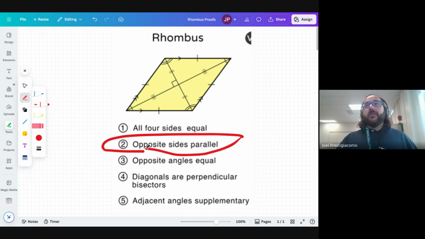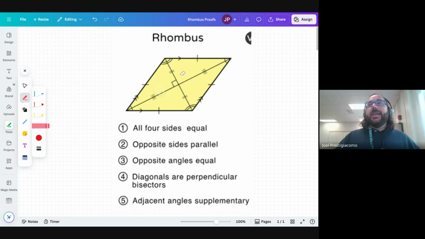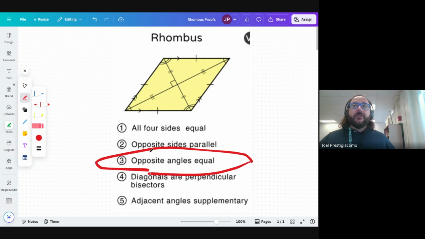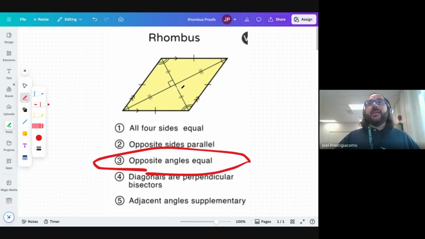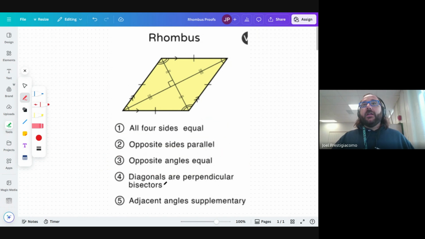Opposite sides are parallel, just like a parallelogram as well, right? So you see those indicators. If you're not sure what I'm talking about, go back and look at the video from the previous lesson where we talk about parallelograms. Just like parallelograms, opposite sides are also equal, right? So we can see those indicators here as well. So that's something that we know.